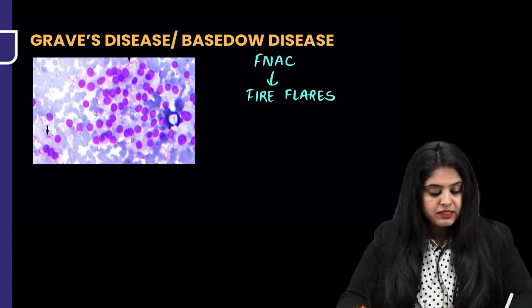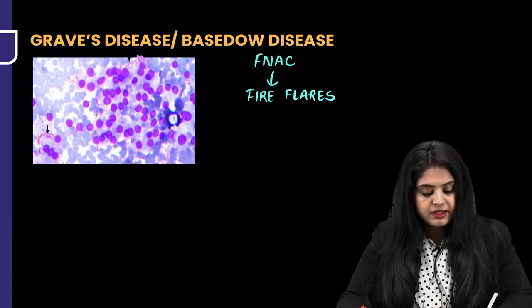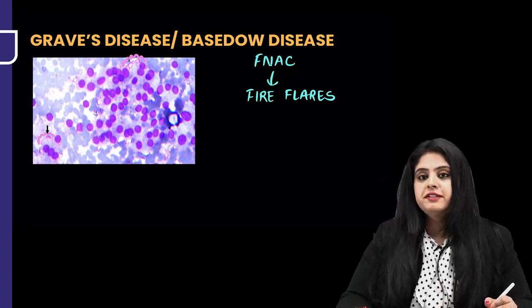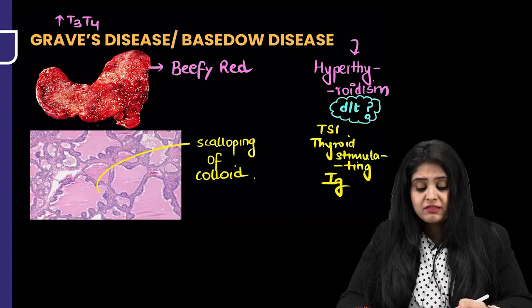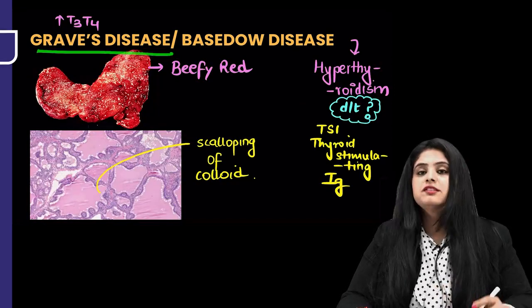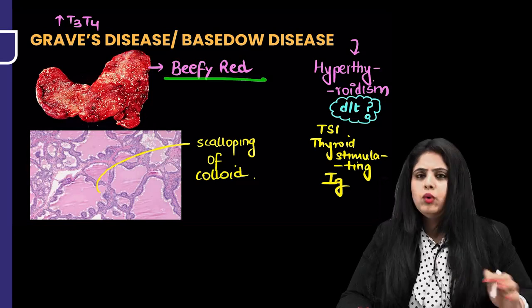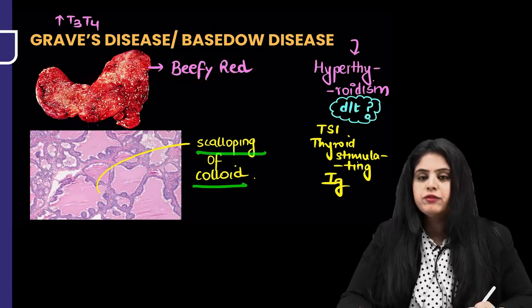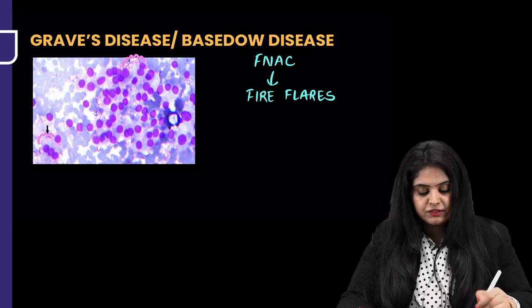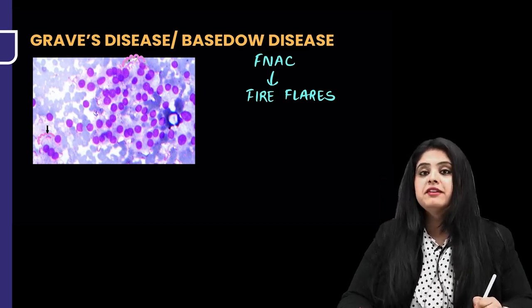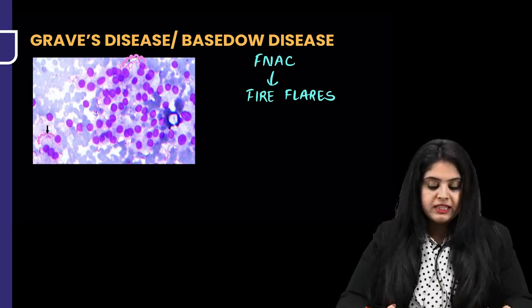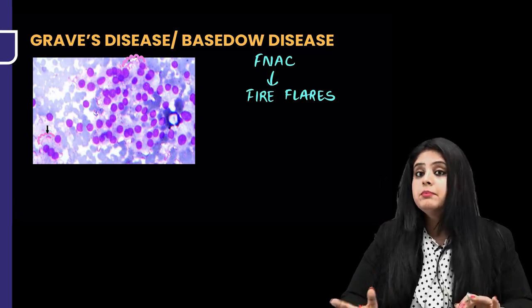Means, can you see that there are these red, pink, red color flares? Fire flares are noted. So now coming back, the story is complete. Graves' disease is a beefy red overactive thyroid eating a lot of food, so scalloping of colloid, and it's genuinely on fire. It shows you fire flares on an FNAC. With that, we have completed our hypo and hyperthyroidism.